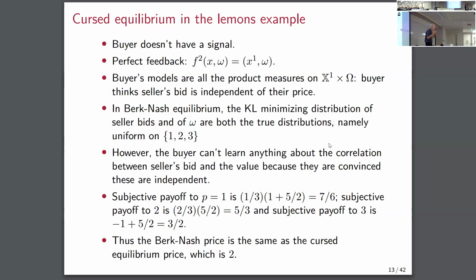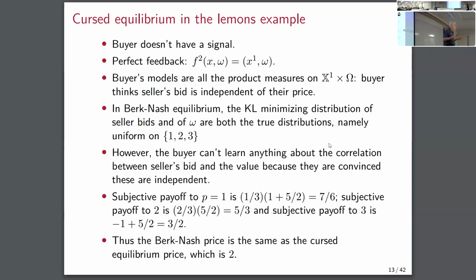Okay? So then what is the Berg-Nash equilibrium? Okay. Well, the subjective KL for one is, well, if I bid one, I win 1/3 of the time. The average value of the good is five halves, I get 7/6. If I bid two, well, I win 2/3 of the time. And again, the average value of the good is 5/2. I'm paying two now. And the payoff to three is 3/2. So the Berg-Nash price is the same as the Kurth price, which is two. In the Berg-Nash equilibrium, the buyer bids too low.